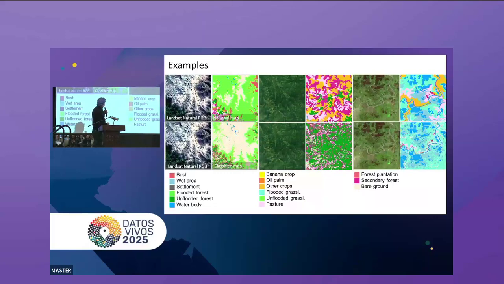We can illustrate some of those achievements. We can see that our maps delineate better bare ground, also forested areas, particularly in mountainous areas and wetland ecosystems.